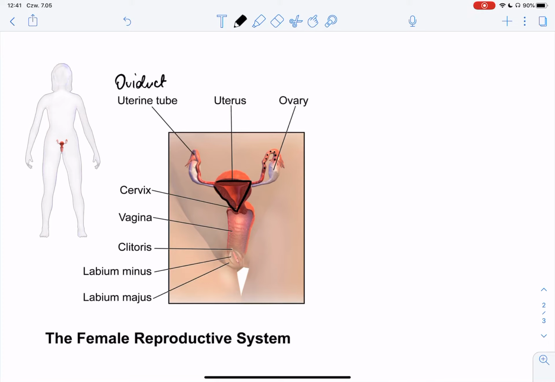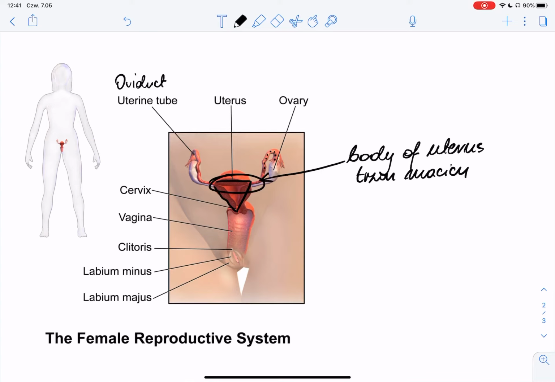This white top part where the oviducts are connected to the uterus is called the body of uterus here. Po polsku trzon macicy. The bottom part where the uterus is connecting with vagina here is called the cervix, szyjka macicy.